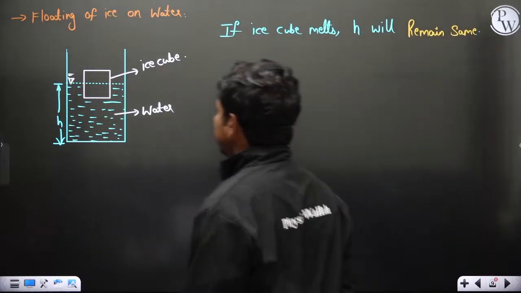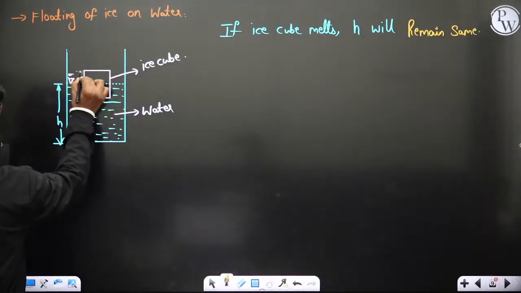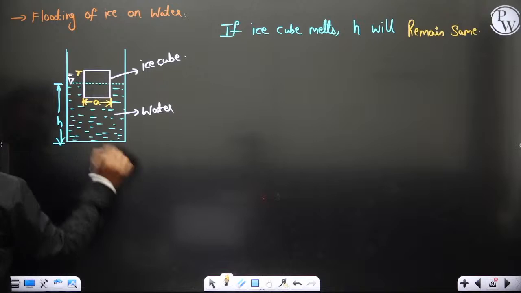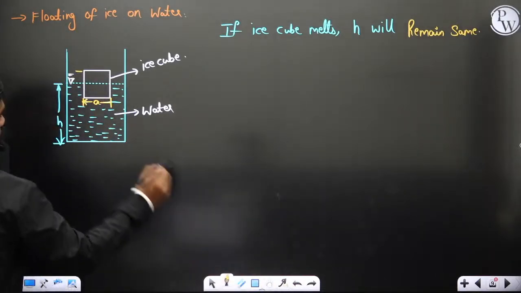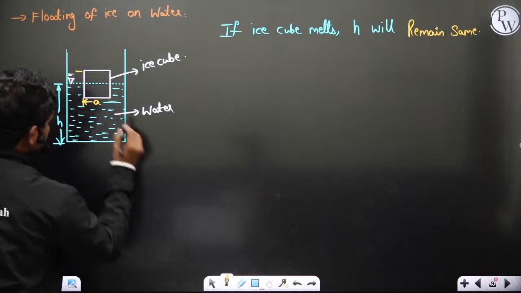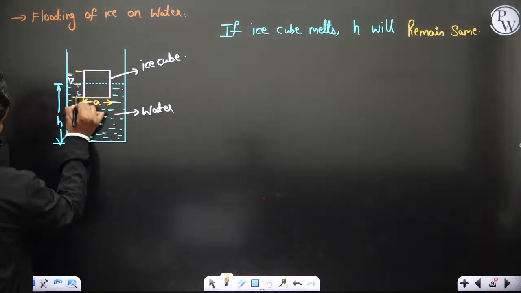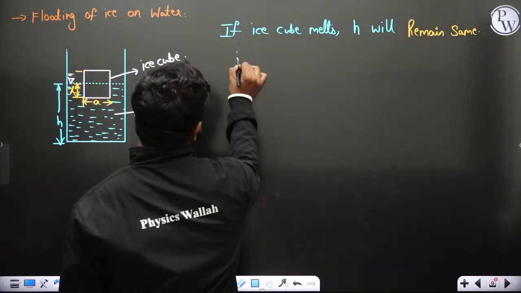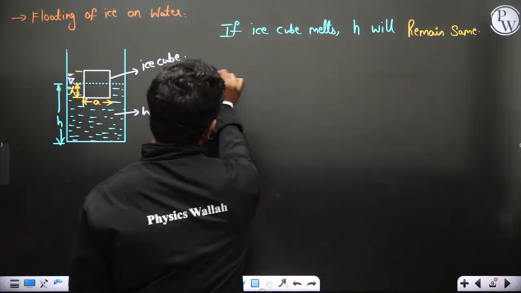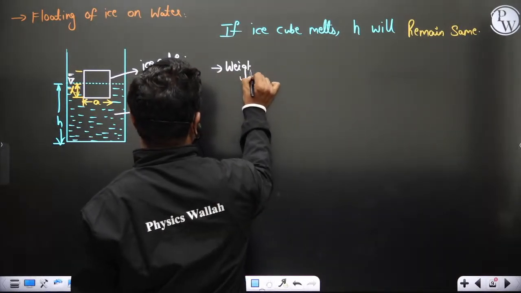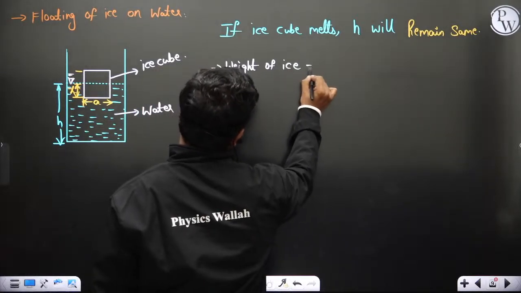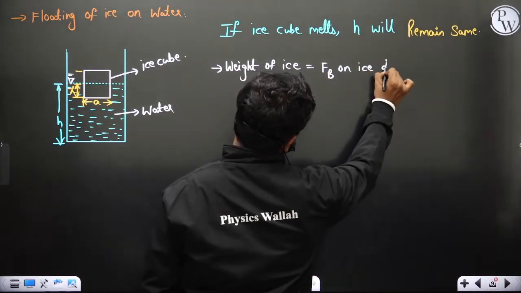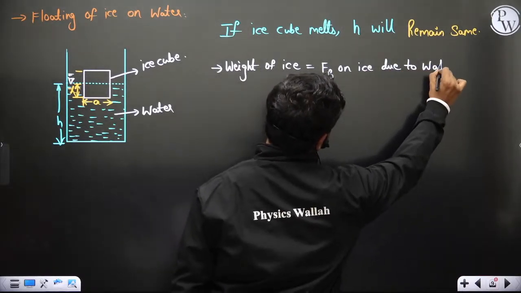Let us check for a while. Let us suppose this is a cube, for example, and the side of the cube is a, and this height of submersion of the cube is x. Now clearly in the initial case, the weight of ice should be the same as the buoyancy on ice due to water. Correct? So this is due to water actually.